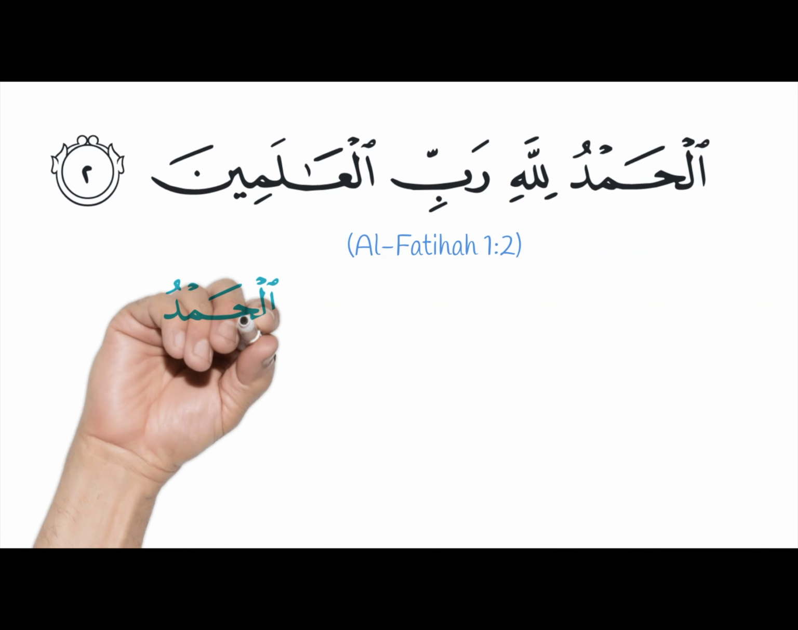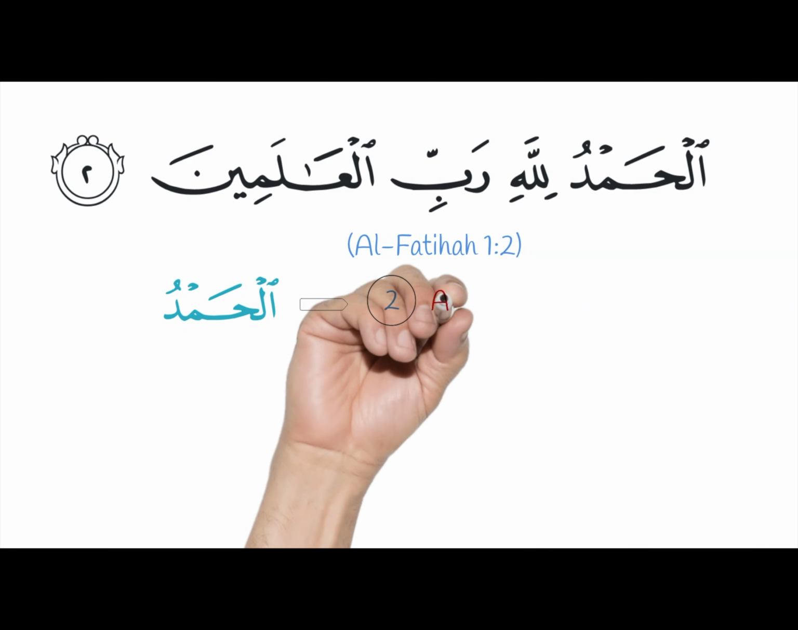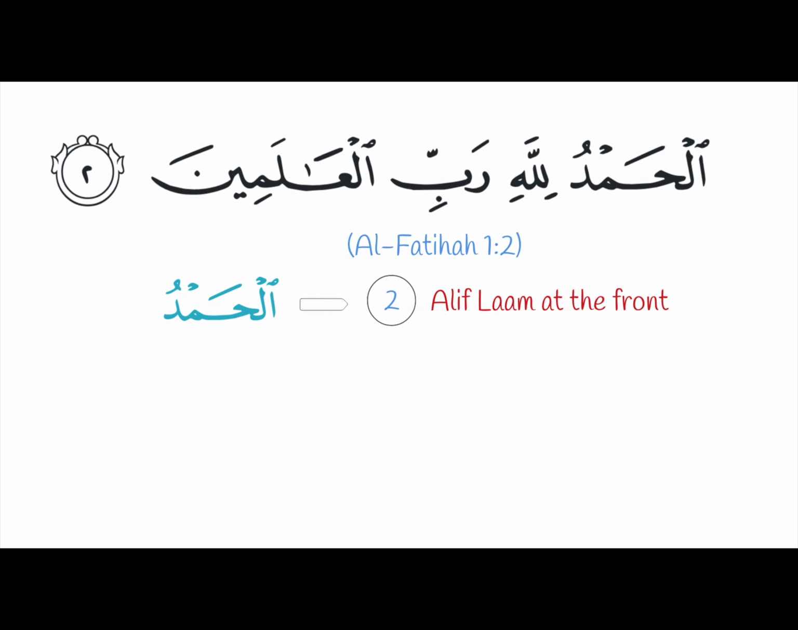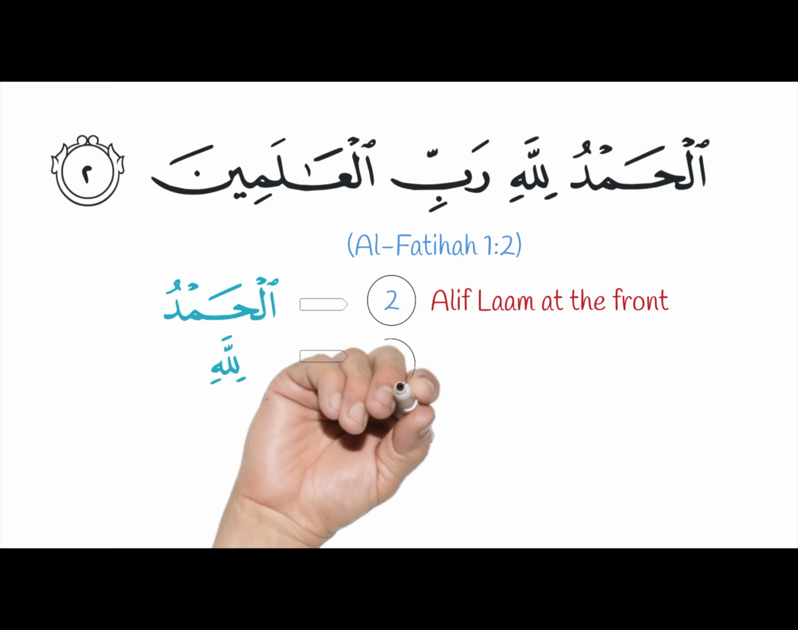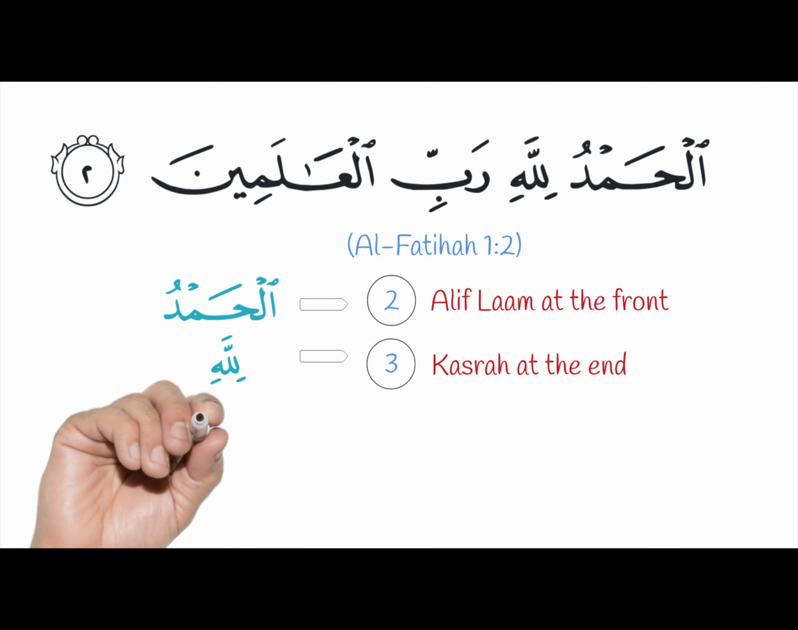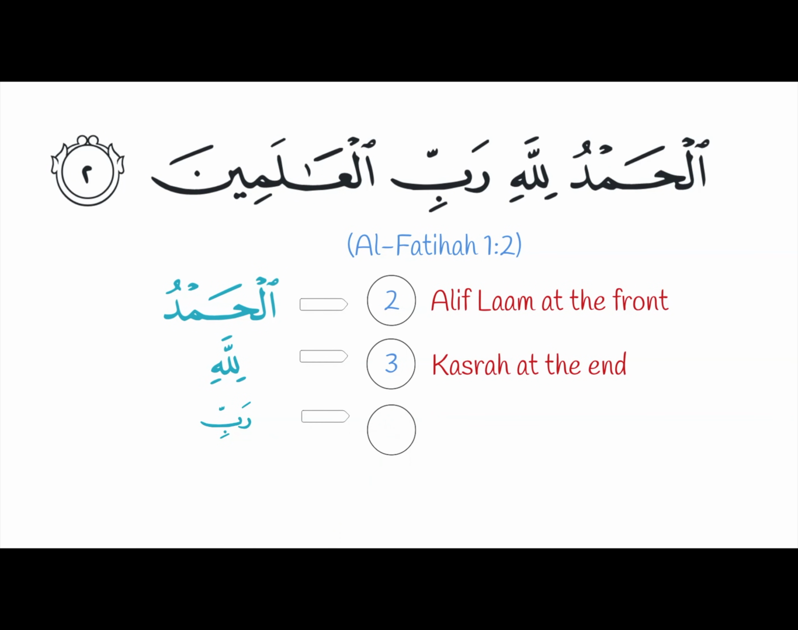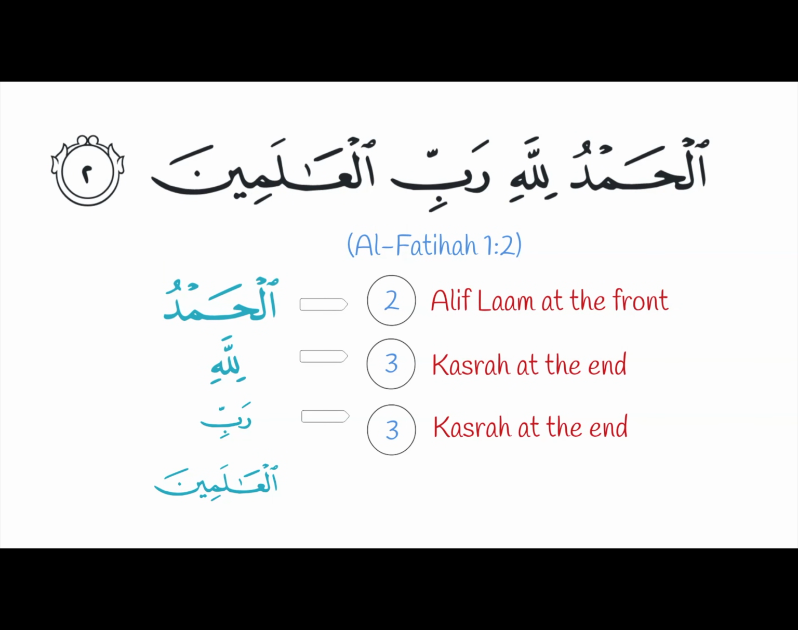Now let's go through the answers. The first isim is Alhamdu, and the identifier is the alif lam at the front. The second isim is Allahi, and the identifier is the kasrah at the end, and also it comes after the harfu jar of li. The third isim is Rabbi, and the identifier is the kasrah at the end. And the fourth isim is Al-Alamin, and the identifier is the alif lam at the front. Were you able to identify all the isim?